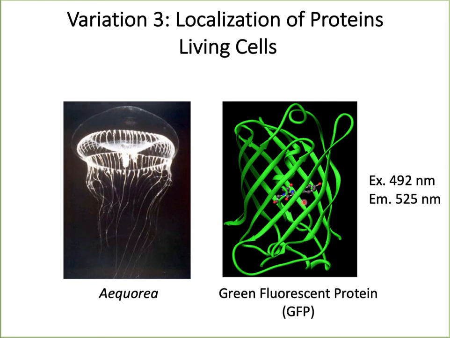It fluoresces in the green range. The excitation and emission wavelength ranges are very similar to fluorescein, which was discussed earlier. Excitation is at 492 nanometers and emission is at 525 nanometers. Here you are seeing the molecular structure of the protein, and these are called beta barrels.